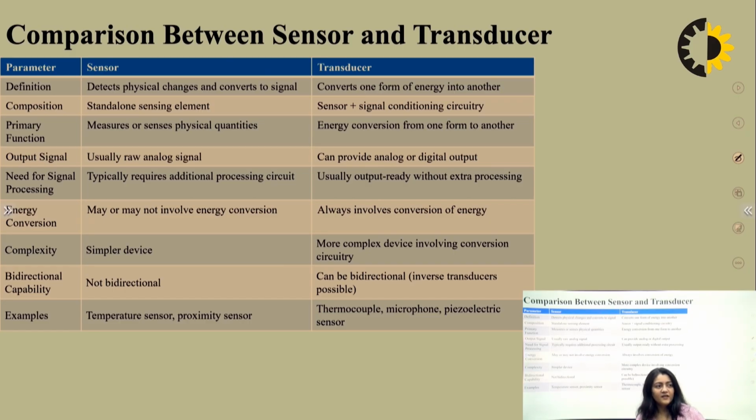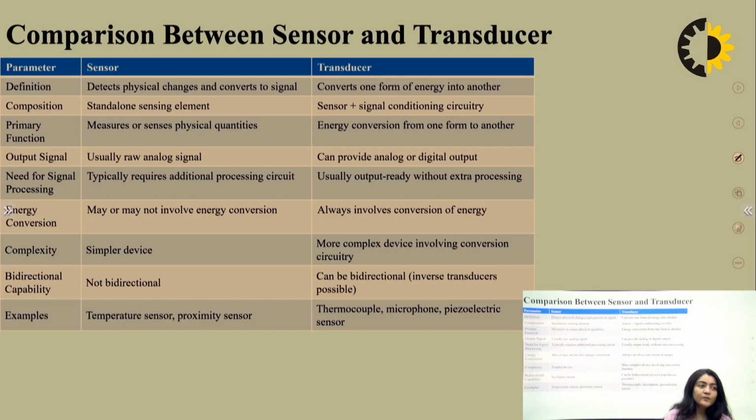Then we say, in terms of primary functions, a sensor measures or senses a physical quantity. In terms of transducer, we say that it converts energy from one form into another form. The output signal of a sensor is usually a raw analog signal, but transducers can provide analog or digital output both. But sensors will only provide the analog signal most of the times. Then, need for signal processing: a sensor typically requires an additional processing circuit, but a transducer usually gives output ready, without extra processing.